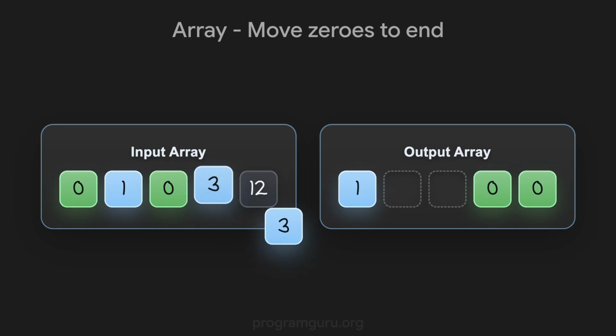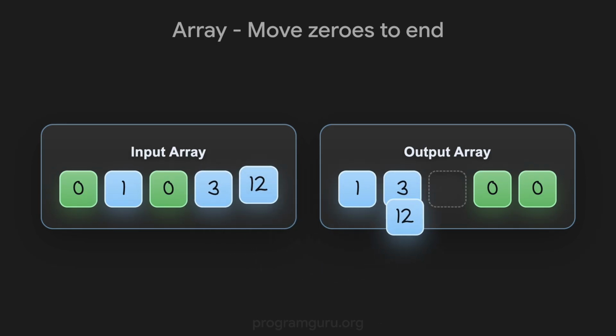In the original array, the non-zero elements are 1, 3, and 12. So in the final answer also, they should come in the same order, 1, 3, and 12. So the output will be 1, 3, 12, 0, 0.